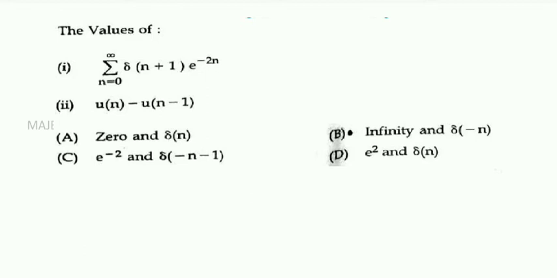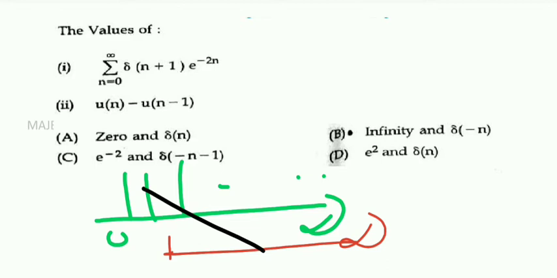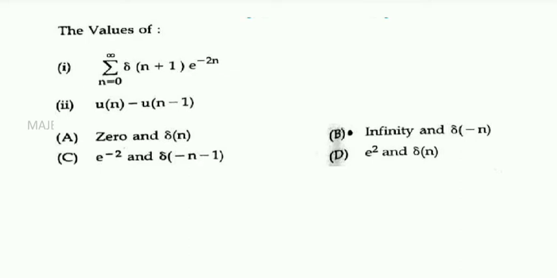What are they asking? u of n minus u of n minus 1. u of n starts from 0 to infinity, whereas u of n minus 1 starts from 1 and ends at infinity. If you subtract, everything cancels. What is the only thing left? Only one sample, that is the unit sample, delta of n. So the answer is right. Option D is the right answer. Next one.